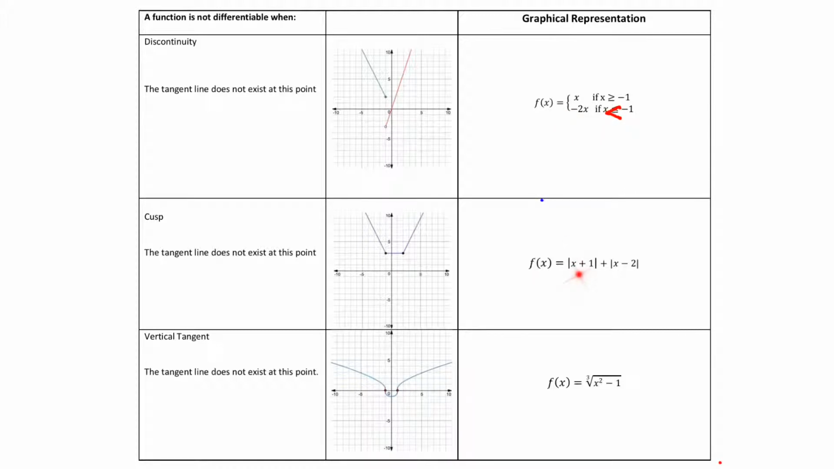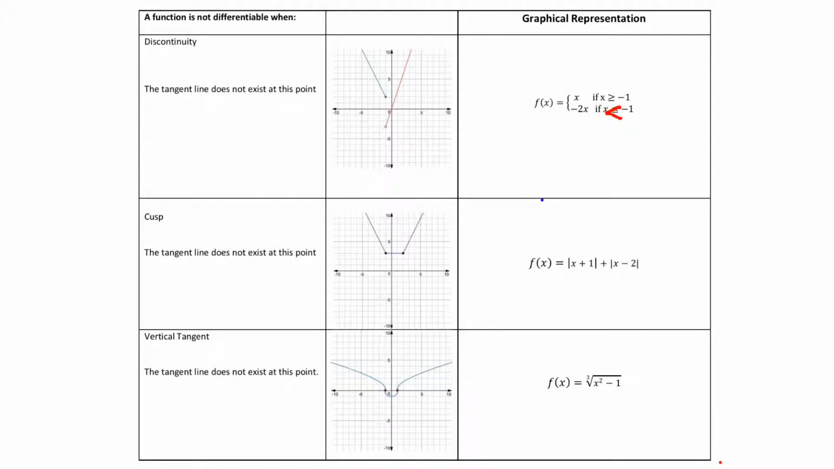f of x equals the absolute value of x plus 1 plus the absolute value of x minus 2 is not differentiable at x equals -1 and at x equals 2. At -1 or 2, the graph looks like a sharp turn, and the derivative does not exist at those 2 points.